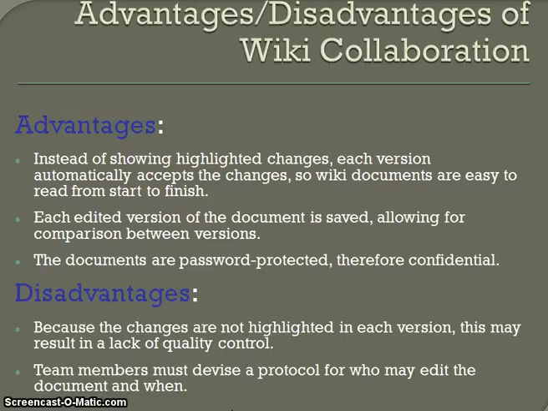The disadvantages: because the changes are not highlighted in each version, this may result in a lack of quality control. Team members must devise a protocol for who may edit the document and when. So the problem that a lot of group members run into with wiki collaboration is that if there's more than one person editing, then since I may edit different from person A or person B, you might have 3 different types of editors working on one document, and it can be a little frustrating if each person edits in a different way.